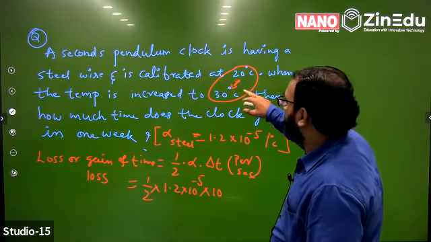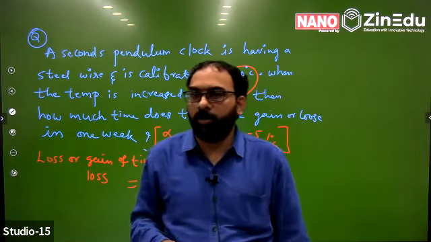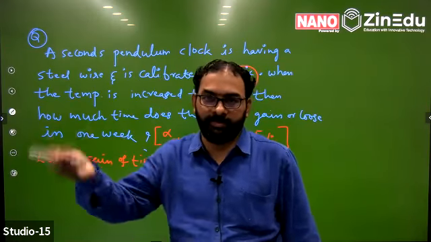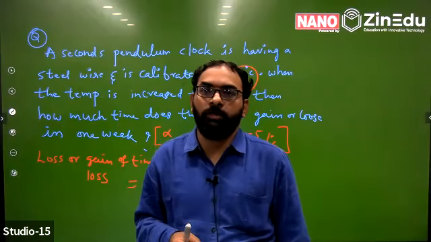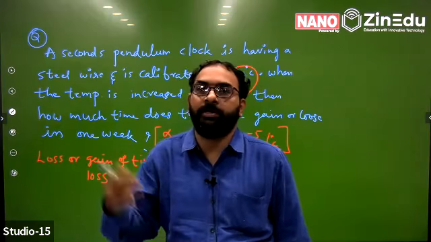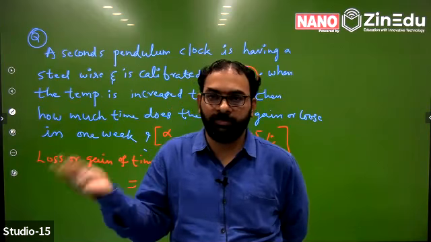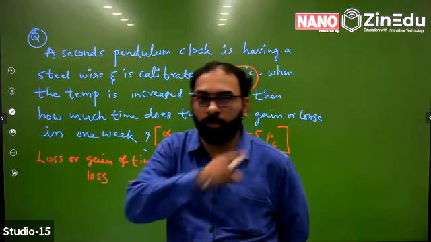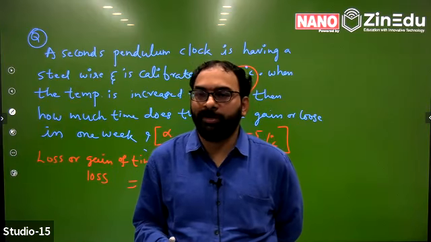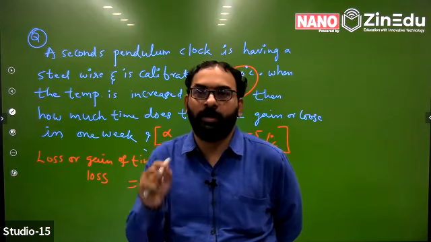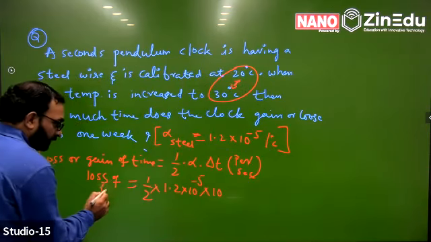So here the temperature is increased. Then the pendulum rod length increases as the temperature is raised. As the length increases, what happens? It oscillates slowly. Its length increases, its time period increases. Time period increases means it takes more time to complete one oscillation. That means the clock runs slow, there is a loss of time. So the loss of time is calculated here.